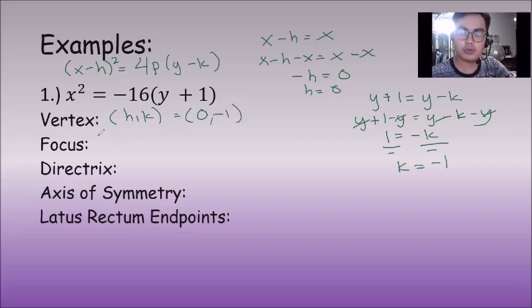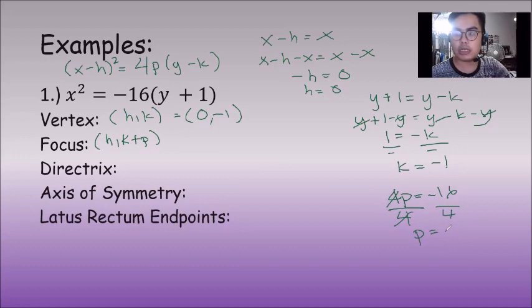In order to get the focus, we have to retain the value of x. However, we're going to add p to k. In order to look for p, we equate 4p with negative 16. Divide both sides by 4, so negative 16 divided by 4 is negative 4. Our h is 0, and our k is negative 1. We're going to add the value of p.